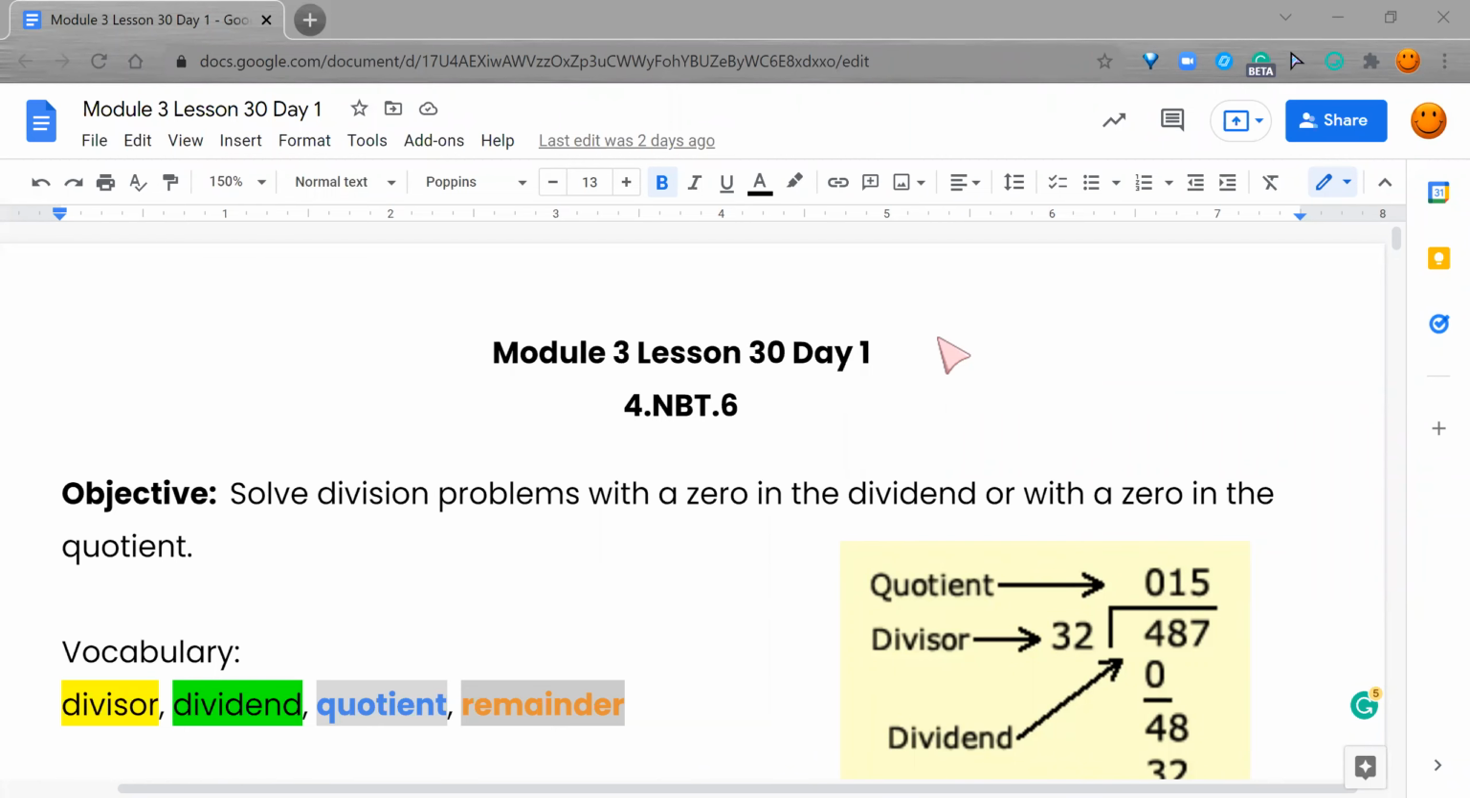Today, we're doing Module 3, Lesson 30. It's our first day. Now, please remember, this is in Engage New York. We're going to solve division problems with a zero in the dividend or a zero in the quotient.